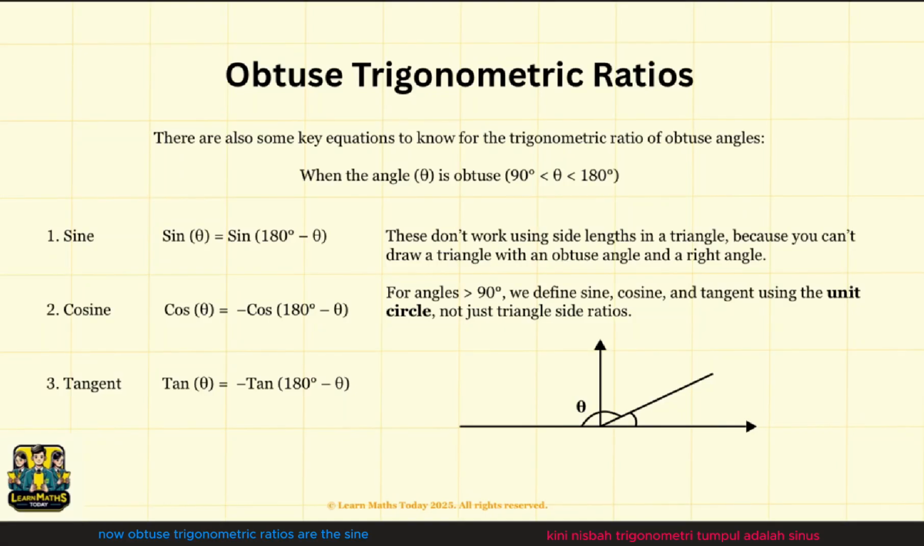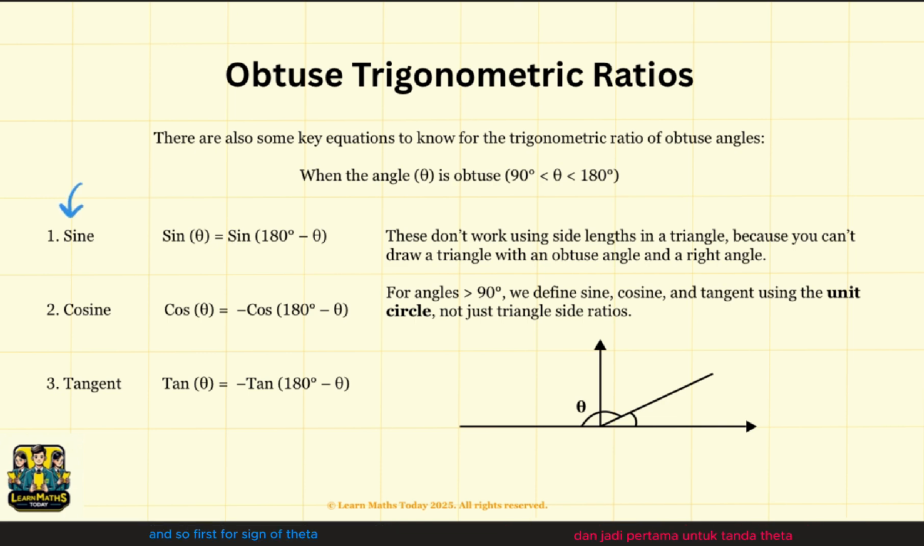Now, obtuse trigonometric ratios are the sine, cosine, and tangent values of angles between 90 and 180 degrees, where sine remains positive, but cosine and tangent can be negative depending on the quadrant. Here are the equations that we use to calculate sine, cosine, and tangent when we are given angles greater than 90, right down here.